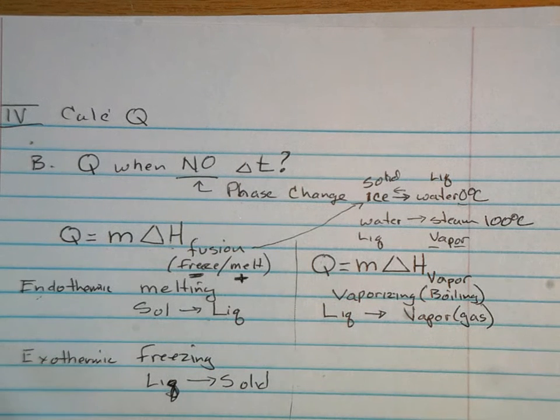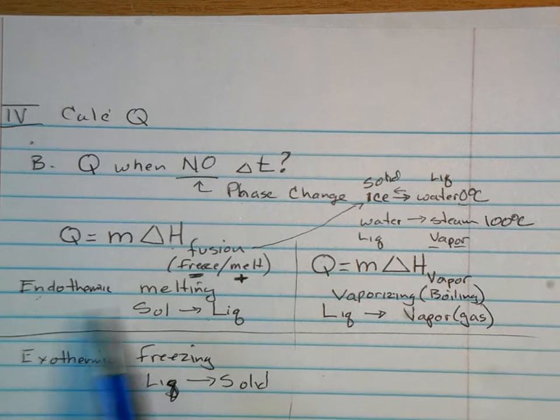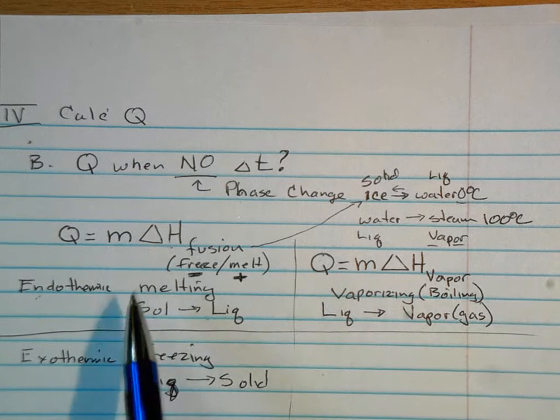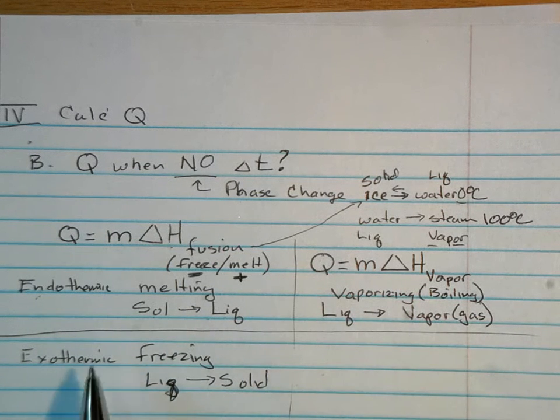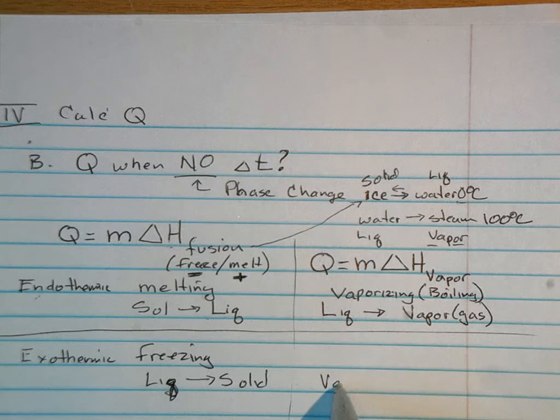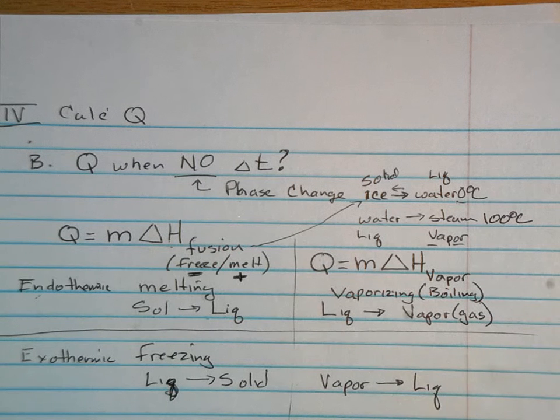So let's see here. I'm going to draw a line this way. Melting and vaporizing: we're adding energy into the system, so it's endothermic. Exothermic: we've got liquid changing to a solid, or the next process, when a gas or a vapor, like steam, changes back into a liquid, like water. That process is called condensation.